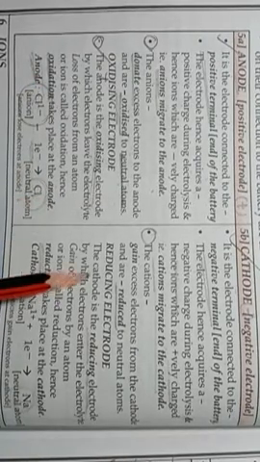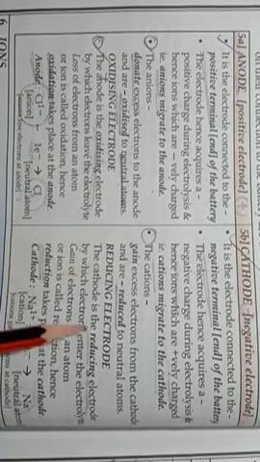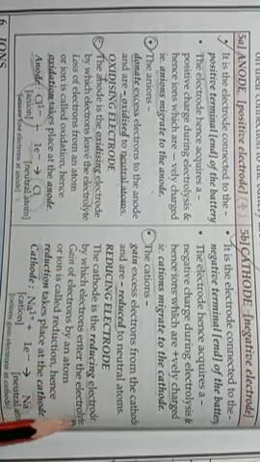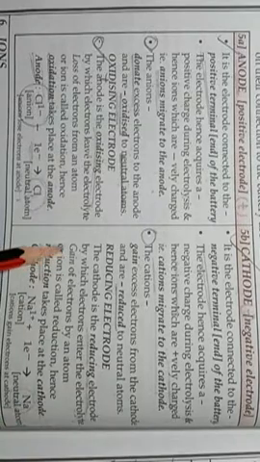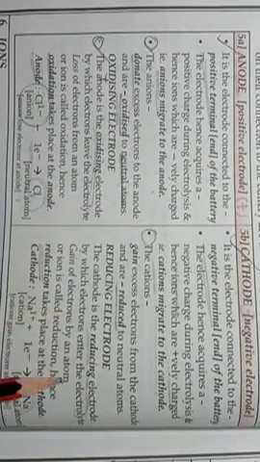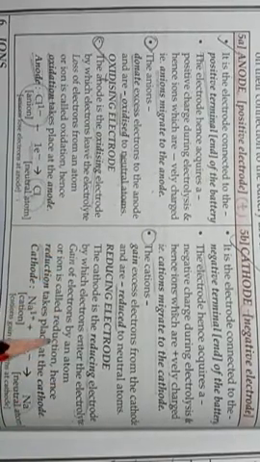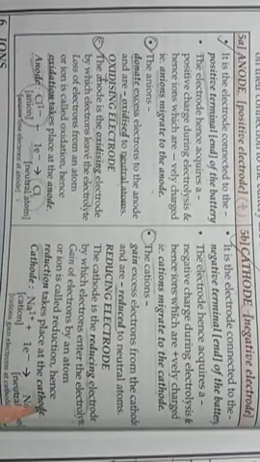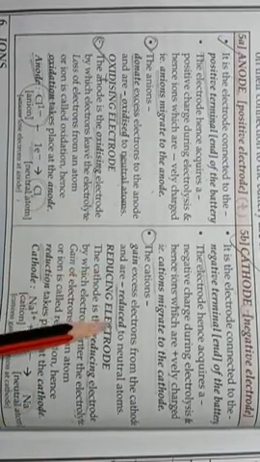Okay students, but the cathode is the reducing electrode by which electrons enter the electrolyte. Gain of electrons by an atom or ion is called reduction. Hence reduction takes place at the cathode. So reducing electrode is cathode.